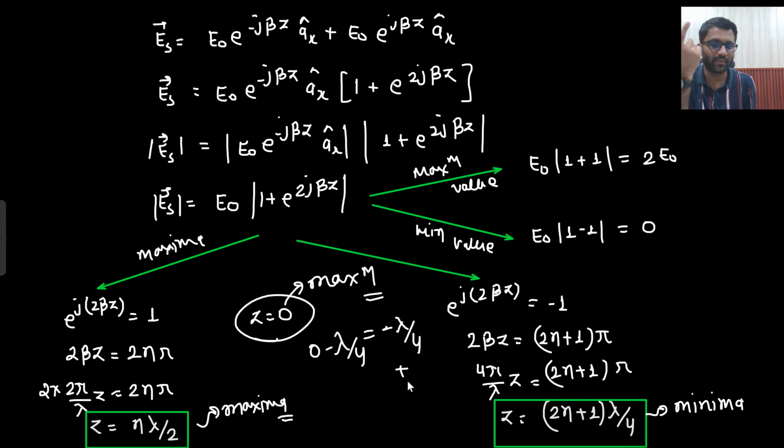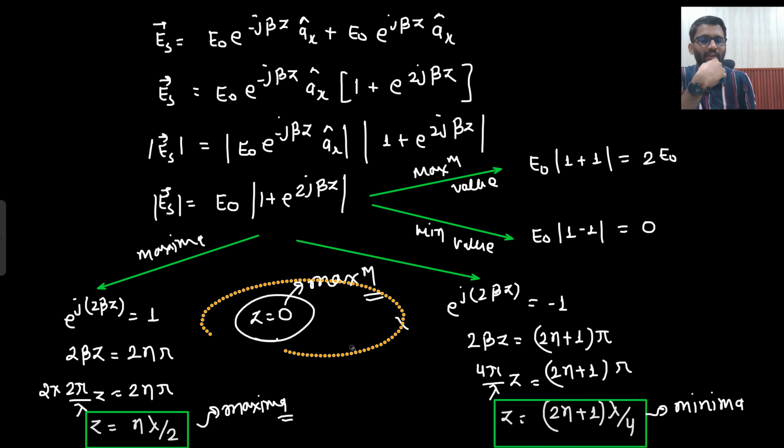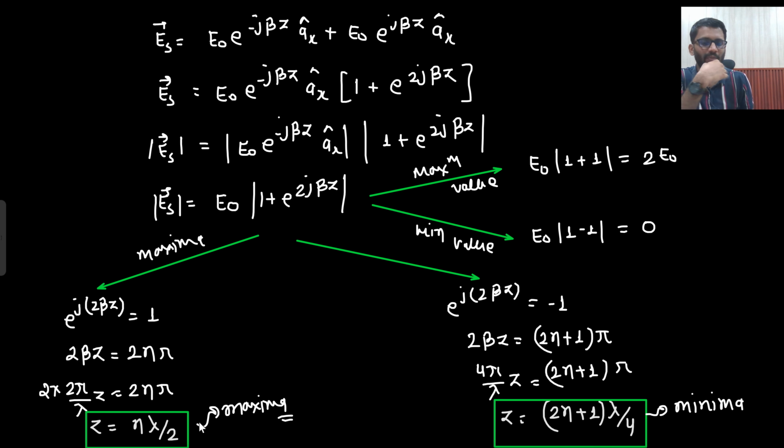So what am I going to do? Plus lambda by 2. So what will I get? Lambda by 4. So my first minima will be at lambda by 4. Then lambda by 4, then 3 lambda by 4. Then more, you can add lambda by 2, lambda by 2, and you will get your locations of minima as well. So this is how you will get your location of minima. Okay, I hope this is clear.